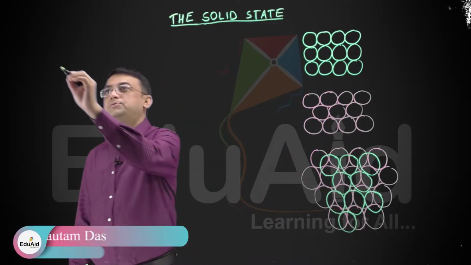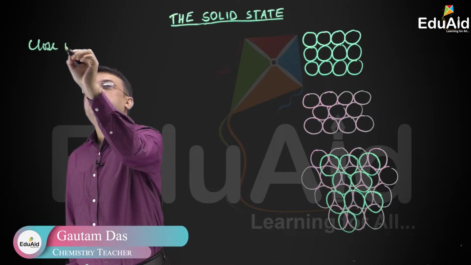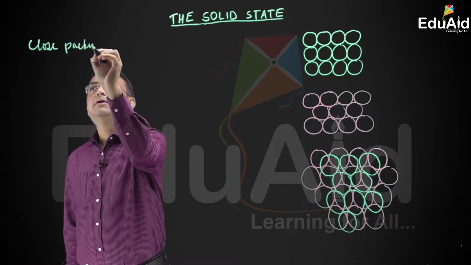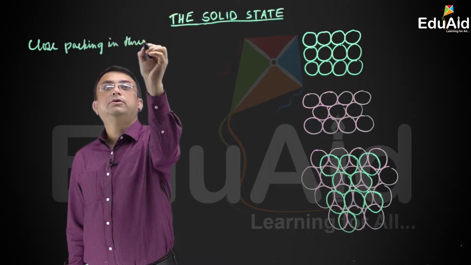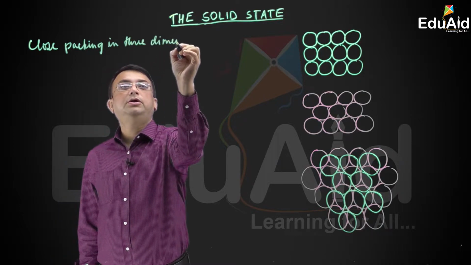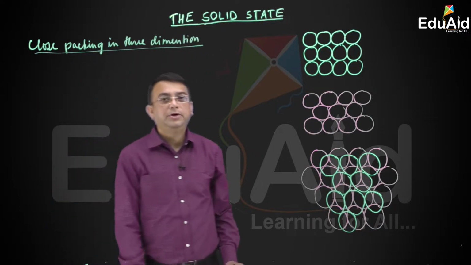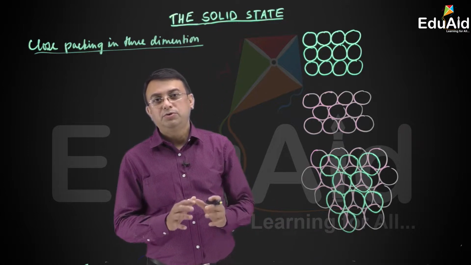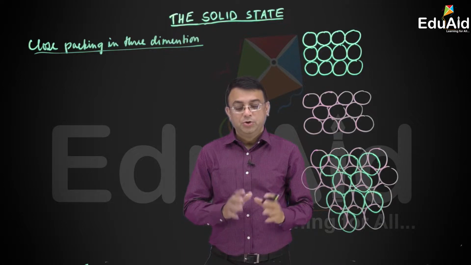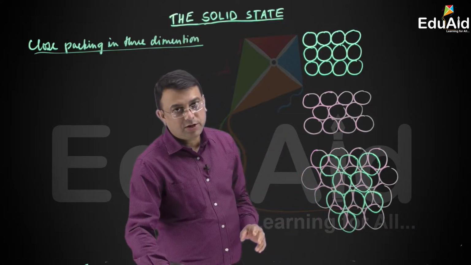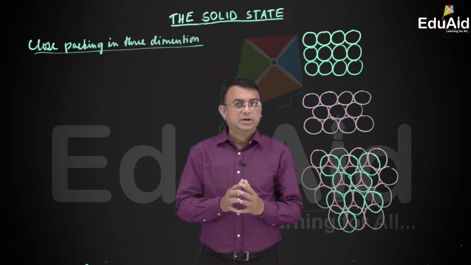Okay, next comes the next point, that is close packing in 3 dimension. Now this is the actual close packed structure in solid, because all solids are 3 dimensional in nature. To understand the structure of arrangement of particles in 3 dimensional close packing, we take an example.